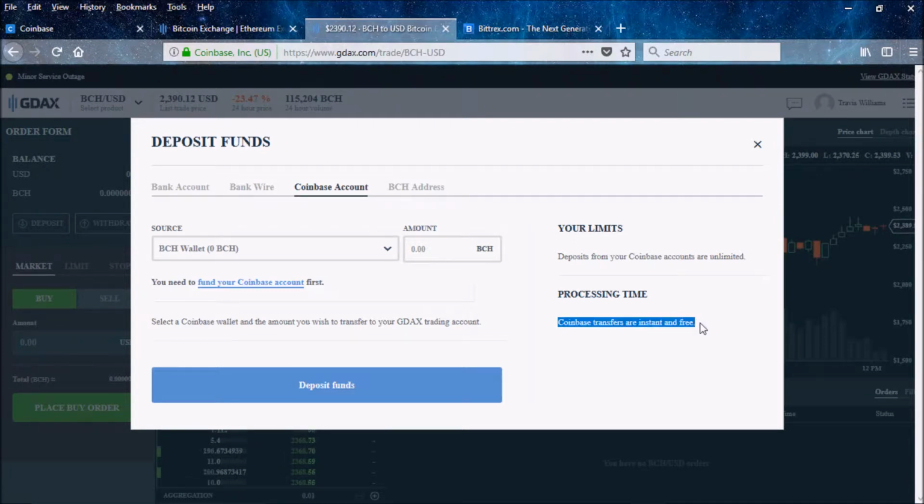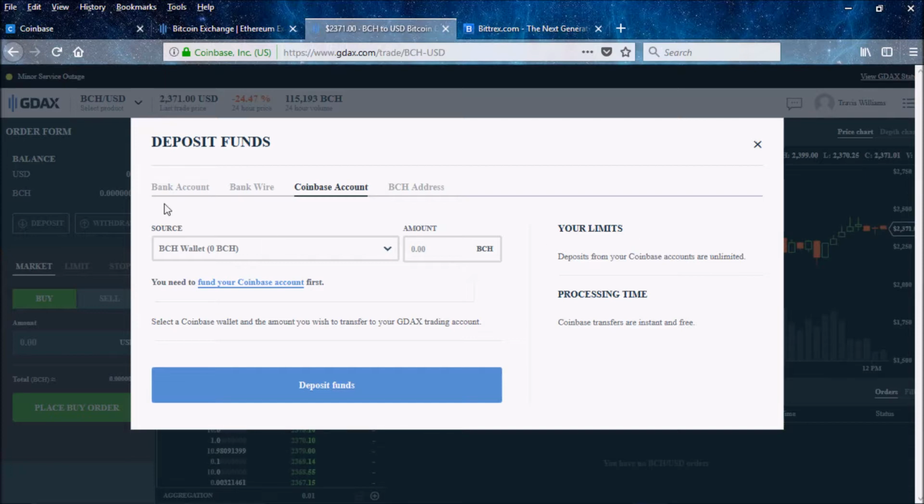Look at this. You gotta love this. Coinbase transfers are instant and free at all times. So you cut that whole $35 transaction fee out of the picture. It doesn't get better than that. So now it's on GDAX, and any transaction that you do from GDAX going out is free. If you have Ethereum, and you transfer it over here and you try to transfer it to another platform, free.